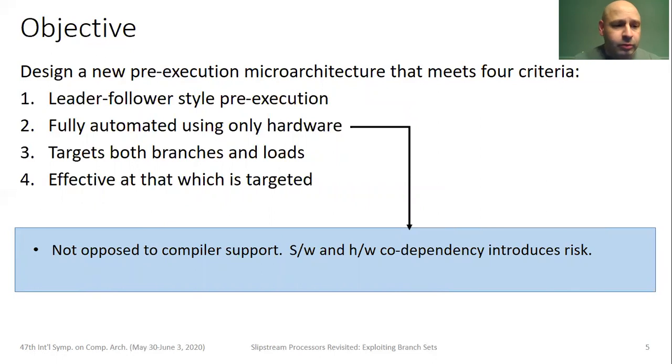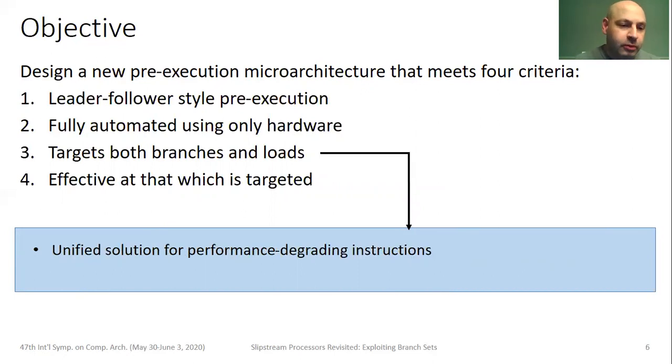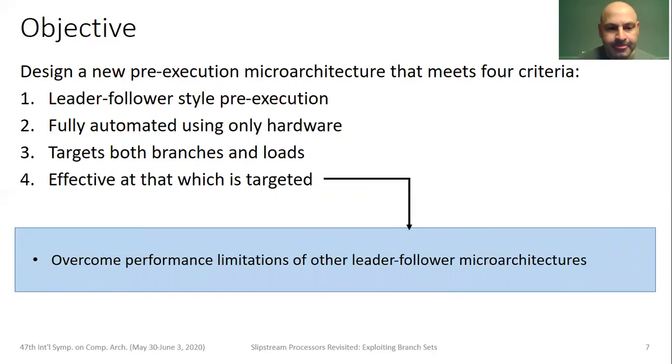Second, we would like to be fully automated using only hardware. Now, we're not opposed to compiler support, but requiring a compiler adds a software and hardware codependency that introduces risk. We also would like a solution that targets both branches and loads because we want a unified solution for performance degrading instructions. And finally, we'd like to overcome performance limitations of other leader-follower microarchitectures that I will be discussing in this talk.